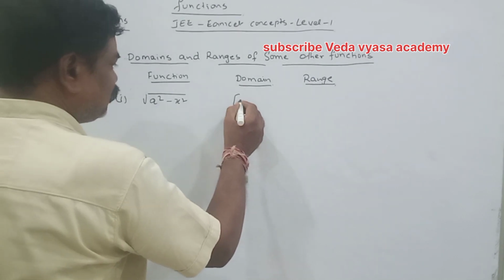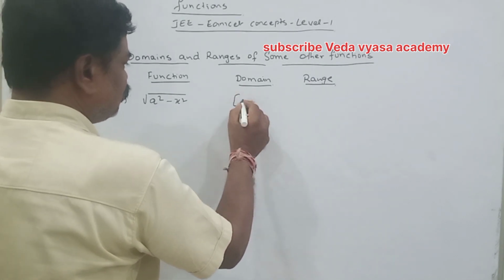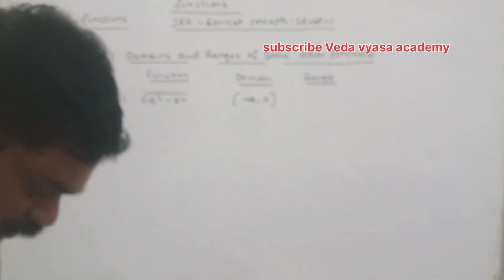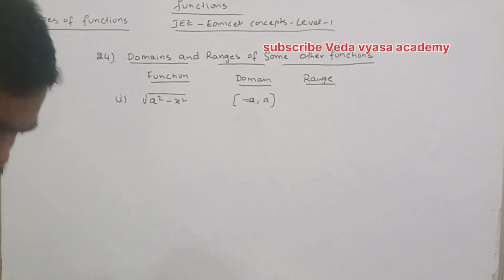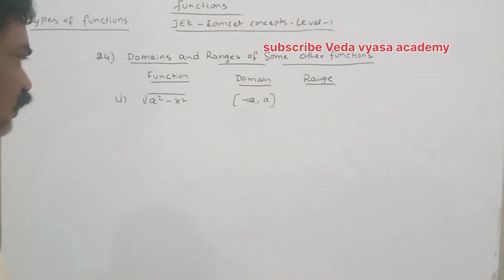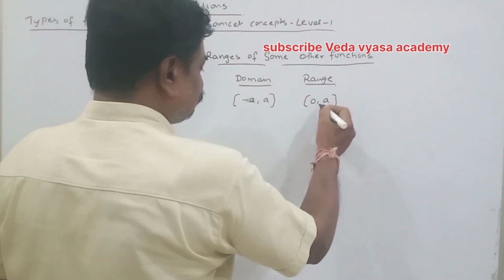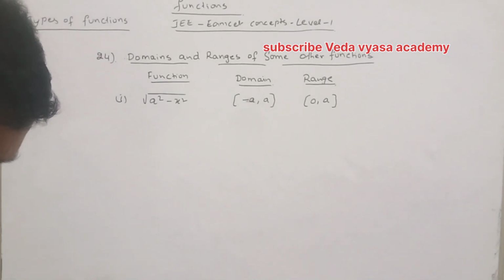So what is the domain? Domain is minus a to a, closed interval. And what is the range? Range is 0 to a.